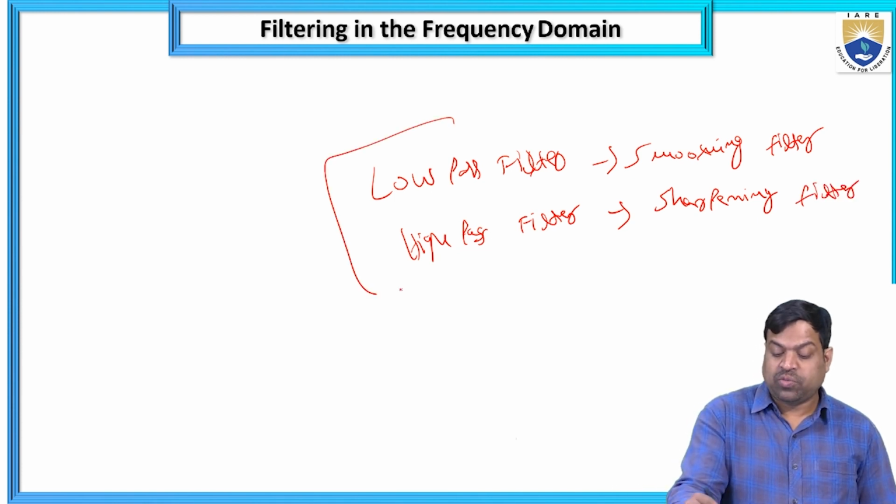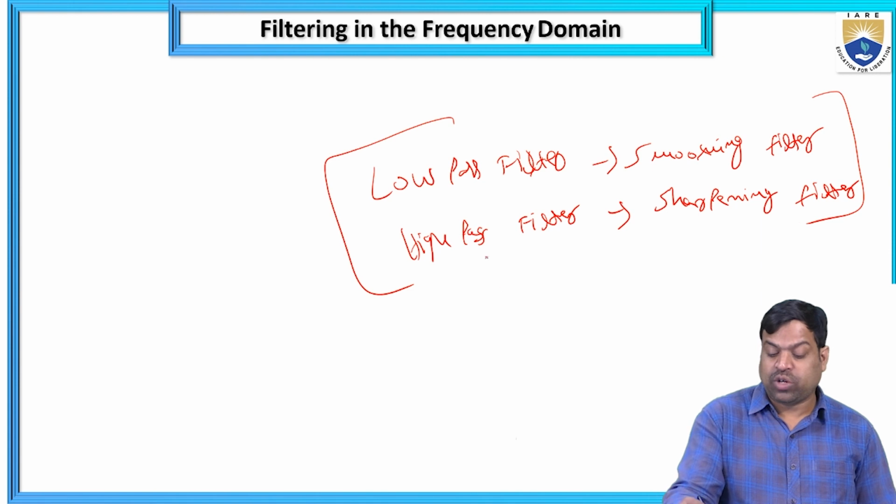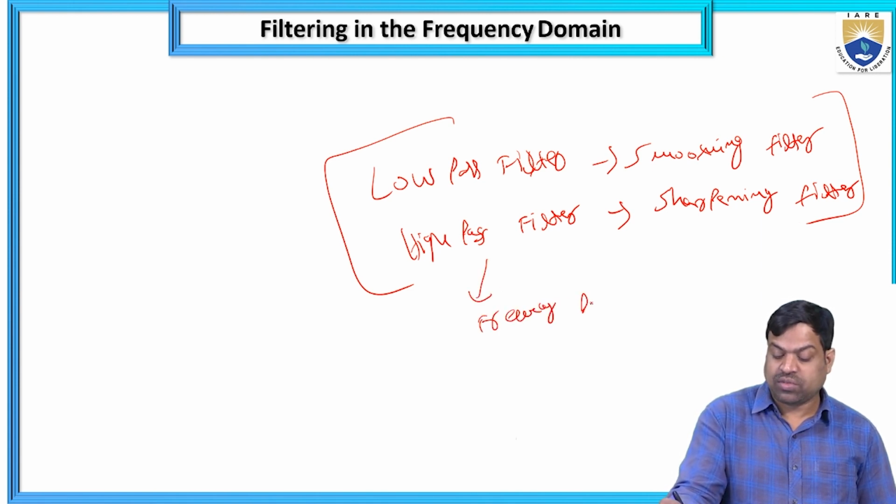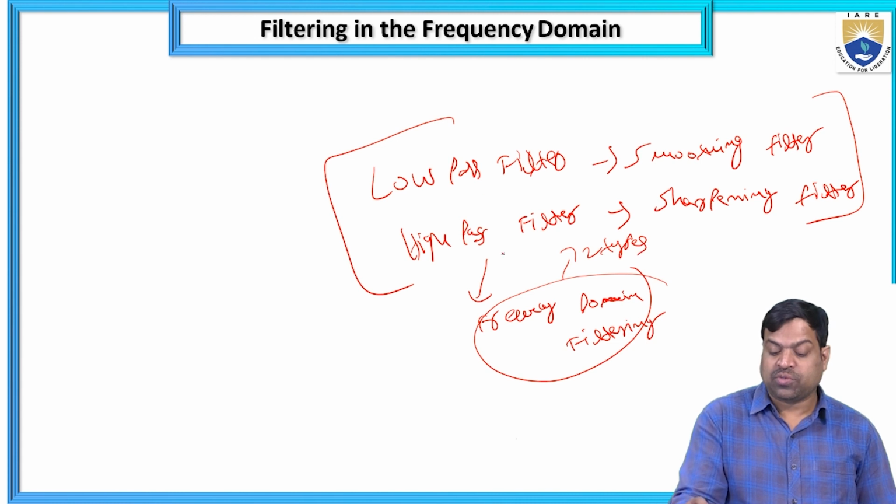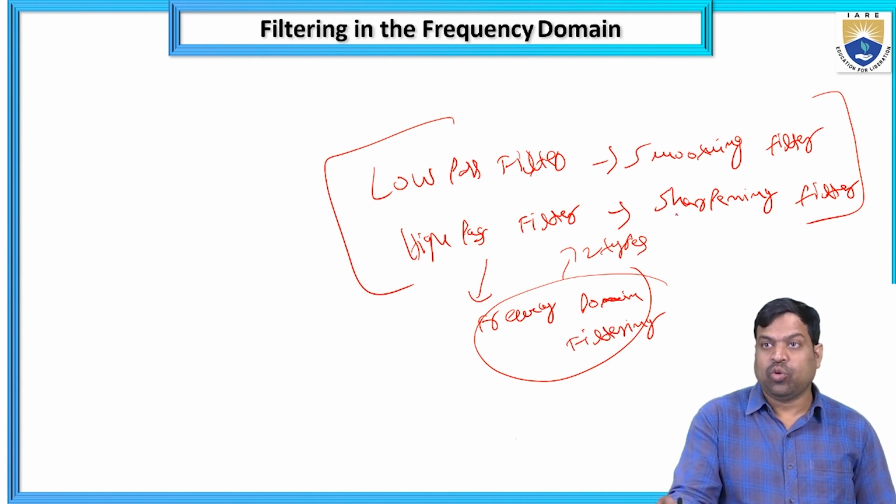So, low pass filter and high pass filters are the two types of frequency domain filters. So, these are the two types of frequency domain filtering, low pass filter and high pass filter. The low pass filter is a smoothing filter. The high pass filter is a sharpening filter.